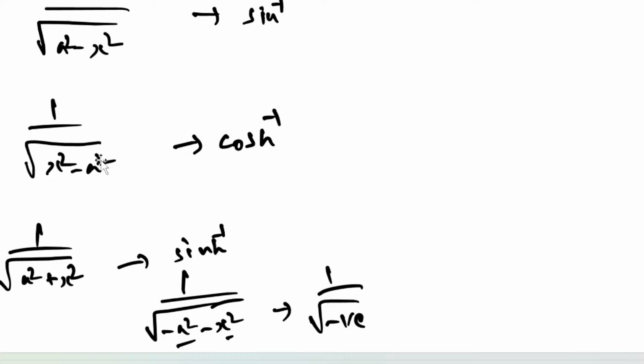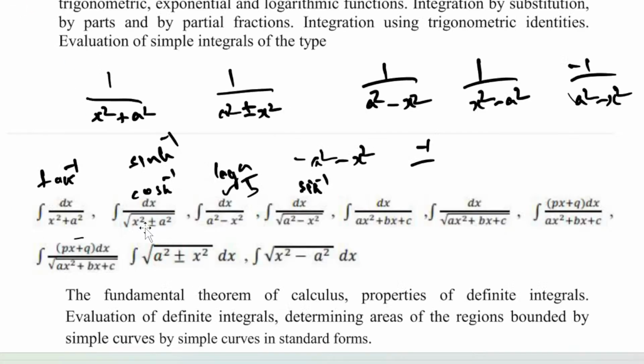Understood now? So we have root of x square plus a square, x square minus a square, or a square minus x square. We don't have the fourth one, minus a square minus x square, right? We have x square plus a square, x square minus a square, or a square minus x square. We will not have that fourth one.